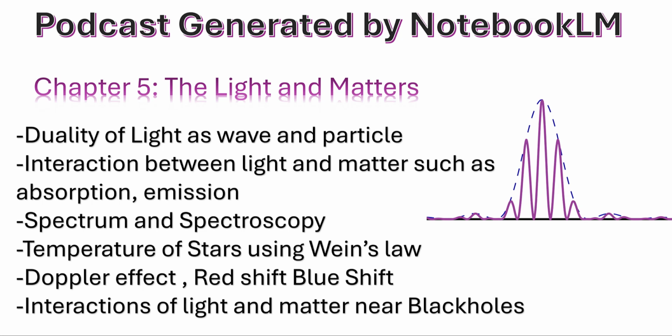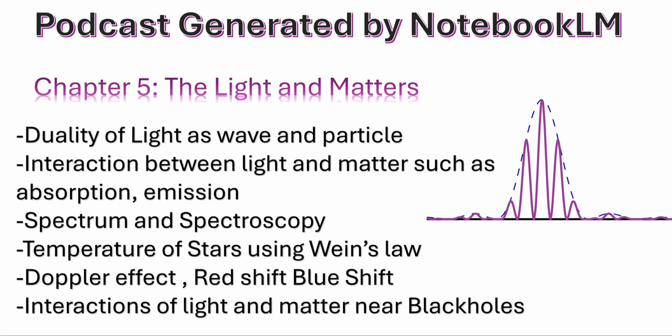But even in these extreme environments, the basic principles of how light and matter interact still hold true. We see emission as the hot gas radiates energy, absorption as the gas absorbs some wavelengths of light, and even reflection as light bounces off that swirling disk of material. It's like a cosmic lab. We're seeing light and matter interacting under the most extreme conditions we can imagine.